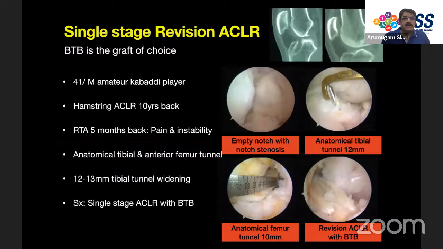The patient was a kabaddi player, 40 years old, who had a hamstring reconstruction 10 years before and then had a road traffic accident. He had almost 12 to 30 millimeter of tibial tunnel. So if you're not going for BTB, you have to go for a two-stage filling and then do the hamstring. With the BTB graft, the 12 millimeter tibial bone plug, we were able to reconstruct in a single stage.